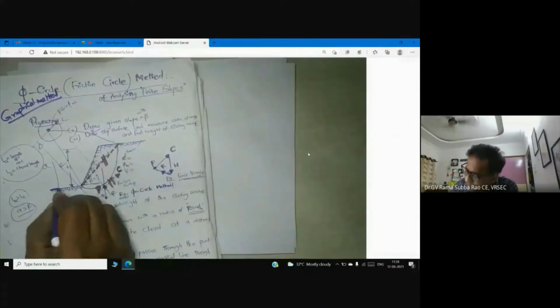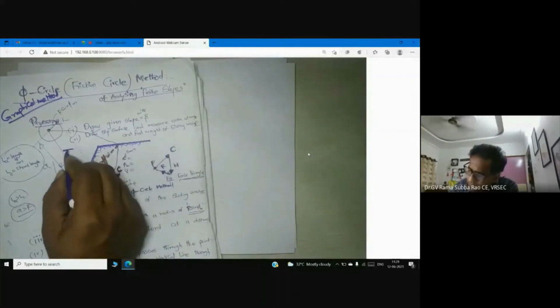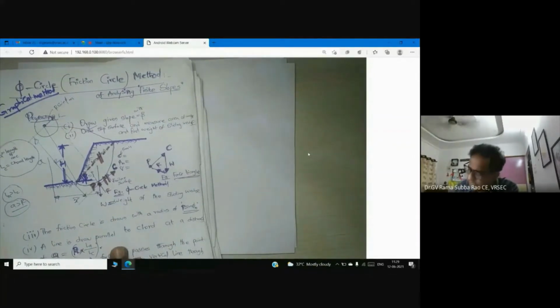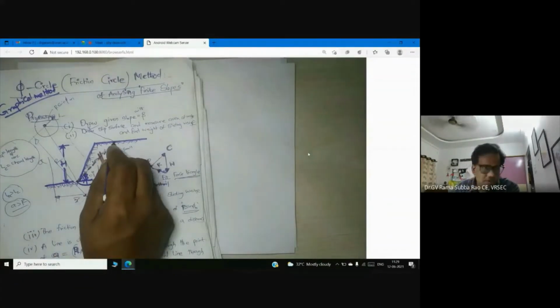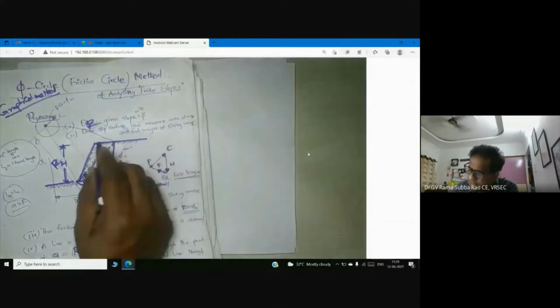First, draw the slope. Now how to draw the slope, with an angle beta. After drawing the slope, draw a slip surface and measure the area. So draw a slip surface. Take one arc with a radius r, and try to measure its area.